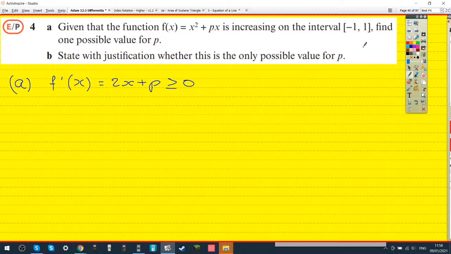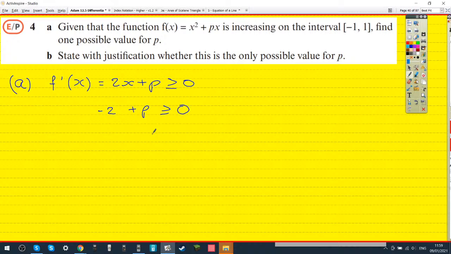And so in this interval, find one possible value for p. Any idea how you do that? You would sub either of these in for x and solve for p. When x is minus 1, it should be bigger than or equal to 0. When x is 1, you could sub in 0, you could sub in a half. You could sub in minus 1, but you couldn't sub in minus 2. So would it be minus 2 plus p is greater than or equal to 0?